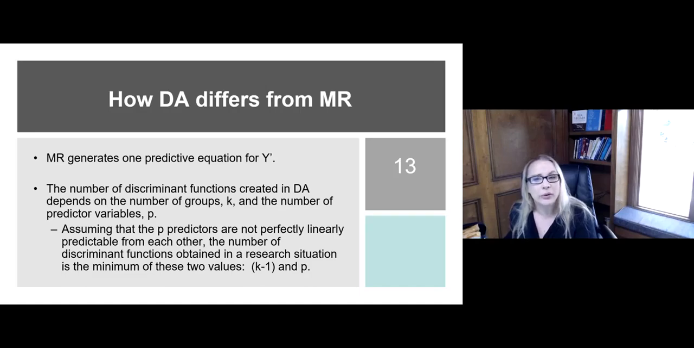When you perform a multiple regression, you are going to have one predictive equation for Y prime. Additionally, Y prime will be a continuous variable. However, the number of discriminant functions that are created in discriminant analysis depends on the number of groups and predictor variables. These functions are using continuous variables to predict a categorical variable. The number of functions in a discriminant analysis will be the smaller of the two values between the number of groups minus 1 and the number of predictors.